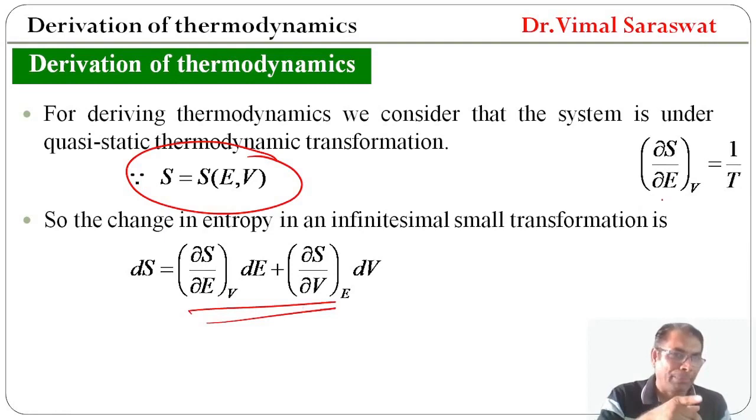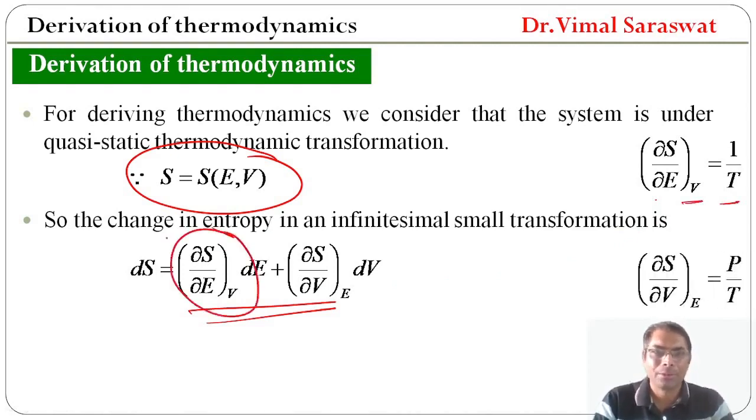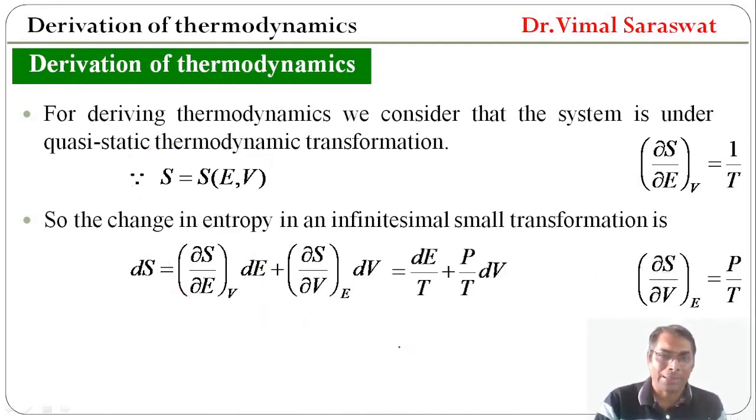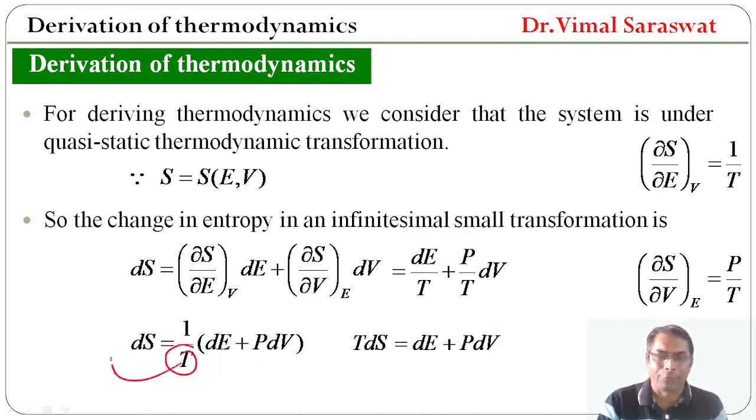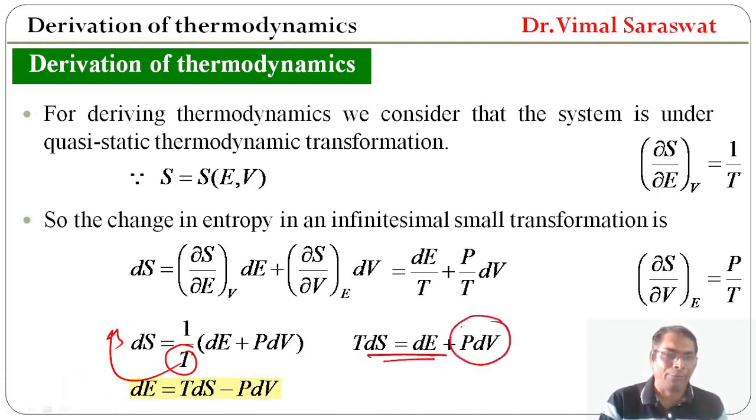Now, (∂S/∂E) at V is equal to 1/T, and also (∂S/∂V) at E is equal to P/T. So, we replace this by 1/T and this bracket by P/T. So, dS = dE/T + (P/T) dV. Now, on taking 1/T common, dS = (1/T)(dE + P dV). And if we transfer T from here to here, then TdS = dE + PdV. Now, we transfer PdV to the other side, so dE = TdS − PdV.